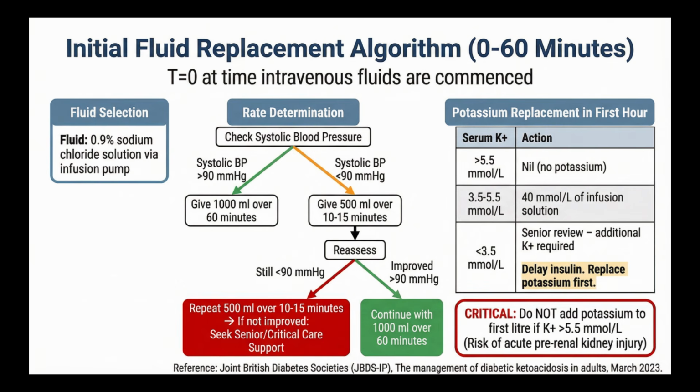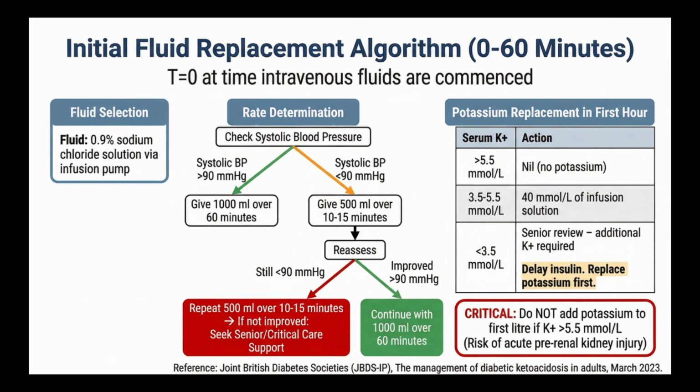Rate determination, based on systolic blood pressure. Next, determine the rate by checking the systolic blood pressure. If the systolic blood pressure is above 90 millimeters of mercury, give 1 liter over 60 minutes. If the systolic blood pressure is below 90, the patient is shocked.